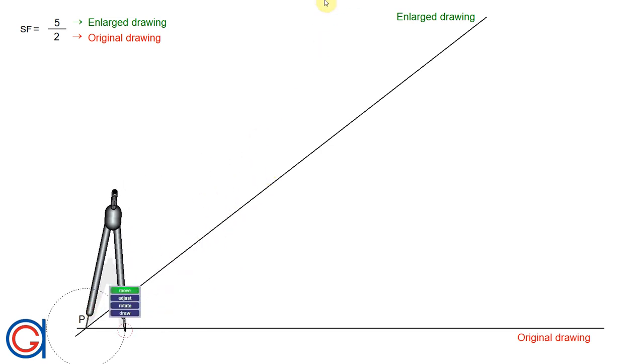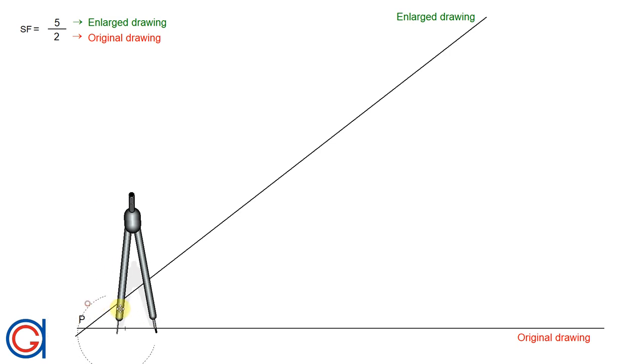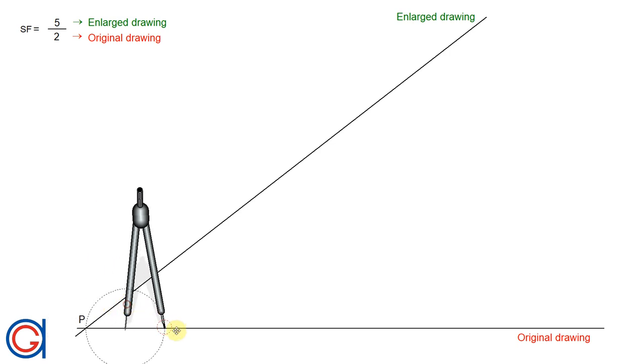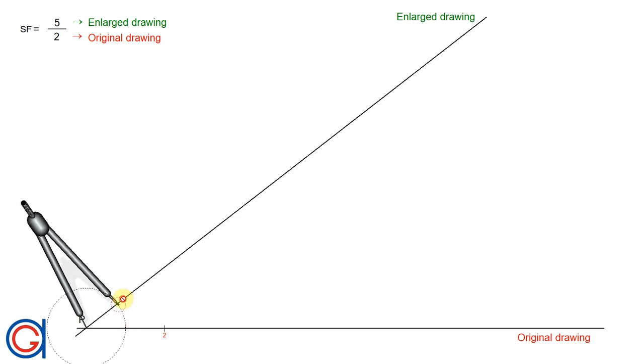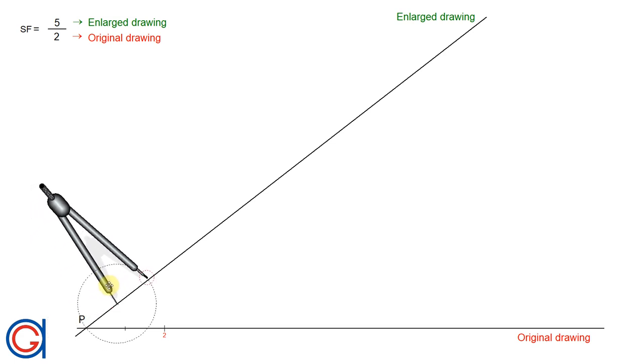So now, setting the compass to a certain measurement, in the horizontal line, we are going to mark this measurement 2 times. And with the same measurement on the diagonal line, we're going to mark 5 times, corresponding to the given scale.